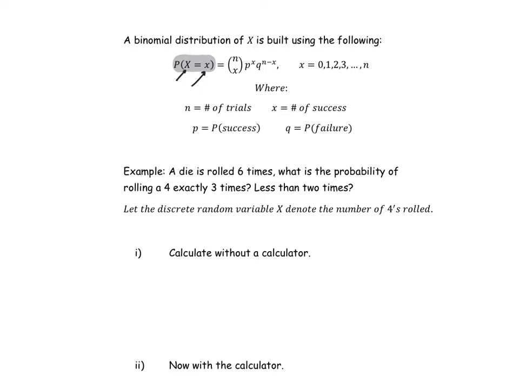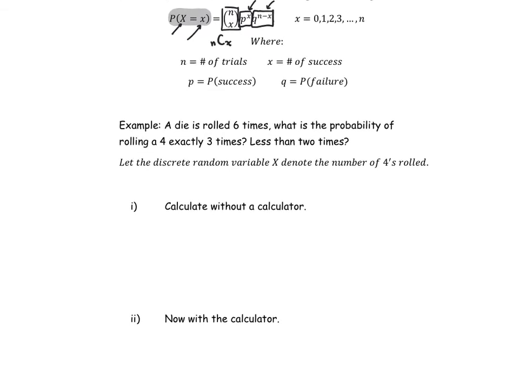How this is built is this notation here actually is equivalent to nCx. This will be the probability of success to the x power. This is the probability of failure to the n minus x power. Okay, where n is the number of trials, x is the number of successes, p is the probability of success, and q is the probability of failure. So let's make sense of this in the context of an actual problem.